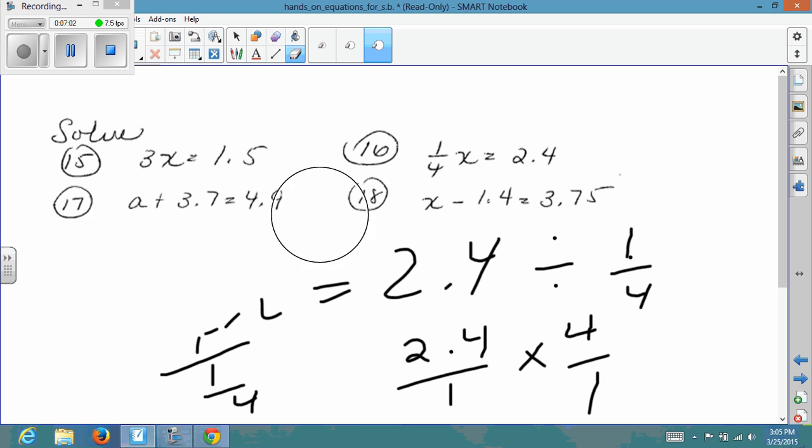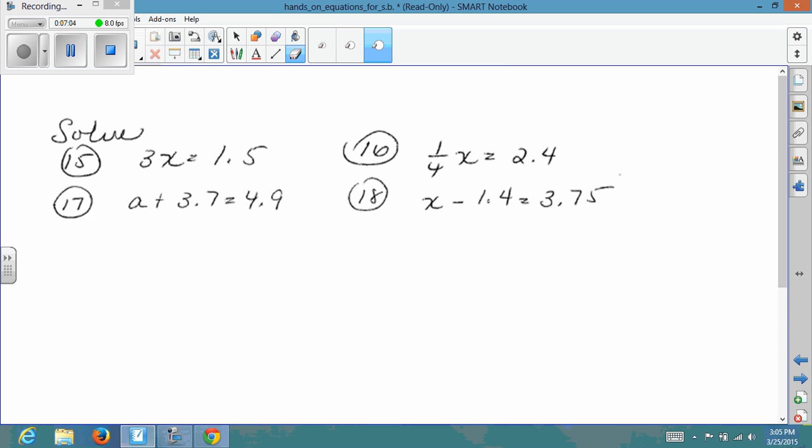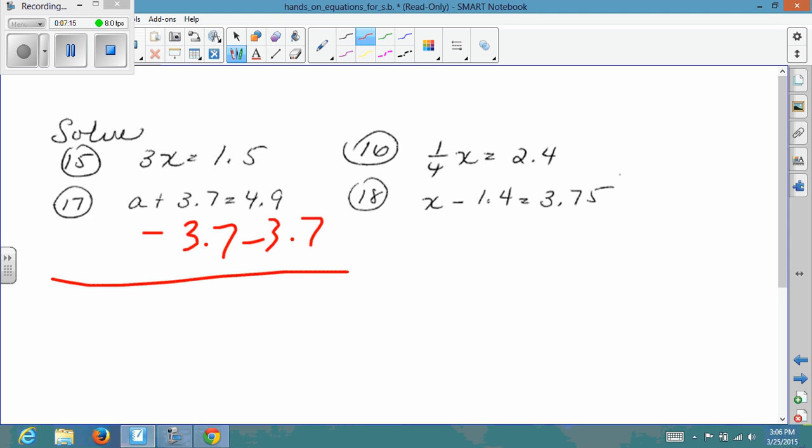Okay, next two. Who's the variable? A. What's happening to it? It's being added by 3.7. What are you going to do? Subtract 3.7 from both sides and get your answer. Last one, who's the variable? X. What's happening to it? It's being subtracted. What are you going to do? Add the opposite to both sides. Remember, when you're adding these, you want to line up your decimal points. Go ahead and add that on up.